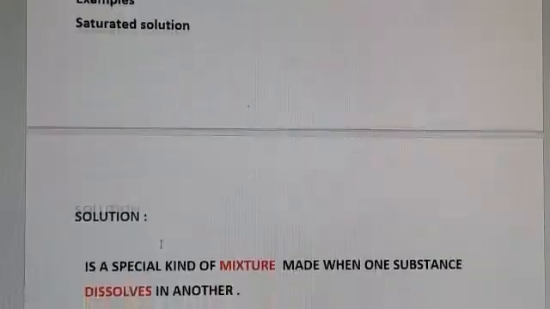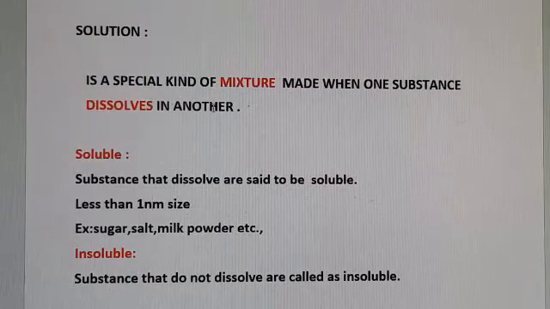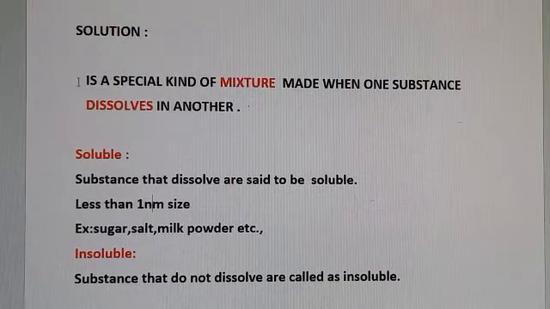Fine. Here, I would like to give the definition of the solution. It's a special kind of mixture made when one substance dissolves in another. Here you have to look into this. A mixture made when one substance dissolves in another, we form a solution. Understand, students? This definition we are going to see with an experiment.